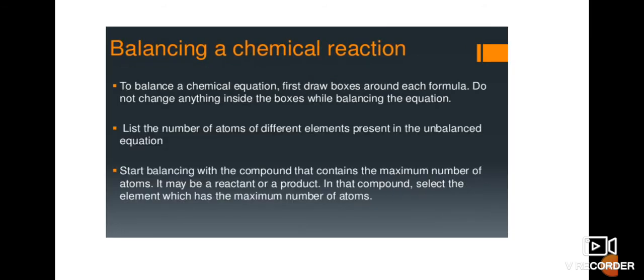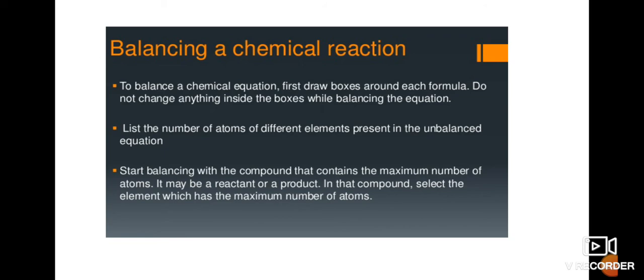Now normally, to balance a chemical equation, we should follow some steps. Now the normal method that is followed is the trial and error method, which is otherwise called the hit and trial method. Now the steps are being given. To balance a chemical equation, we should first draw boxes around each formula. Now you should not change anything inside the boxes while balancing the equation. Okay, don't put anything below, you have to put the value in front only.